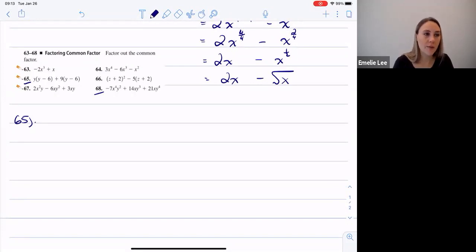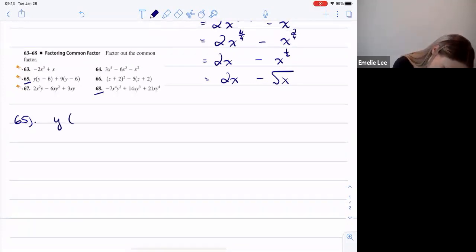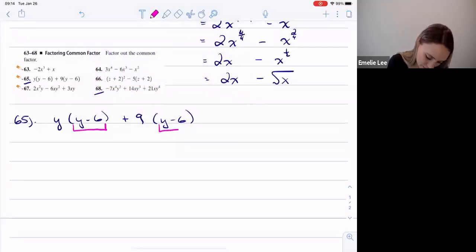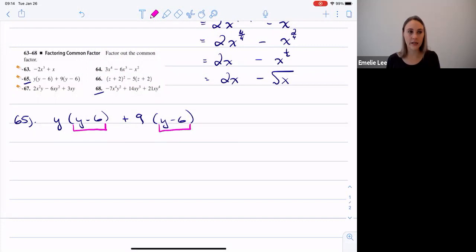So we've got y times y minus 6 plus 9 times y minus 6. Now, when you read it out, you can kind of hear that y minus 6 and y minus 6 are repeating. So you've got a common factor of y minus 6, which is a little bit weird, and that's why I wanted to look at this one. If you treat y minus 6 as if it's one thing, you can extract that to the outside.